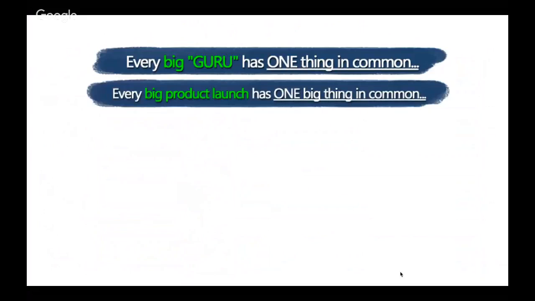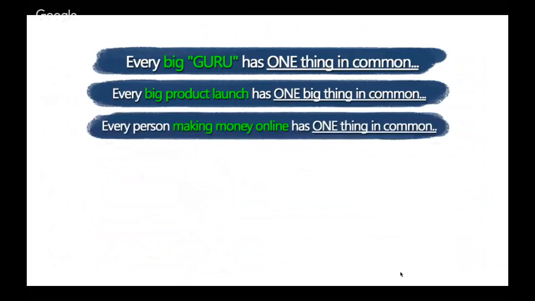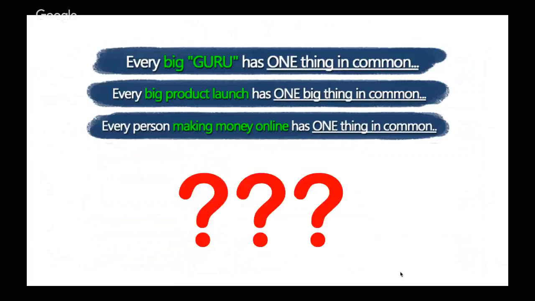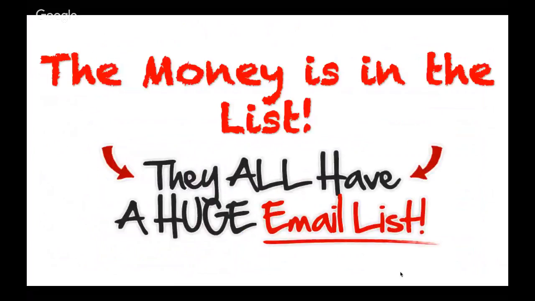That launches on the internet, they all have, and every person that makes any money, I mean a substantial amount, I'm talking over $10,000 a month. Okay, I don't mean making a few hundred dollars a month, making over $10,000 a month. Every person making money online has one thing in common. What is it they have in common? They have a huge email list.